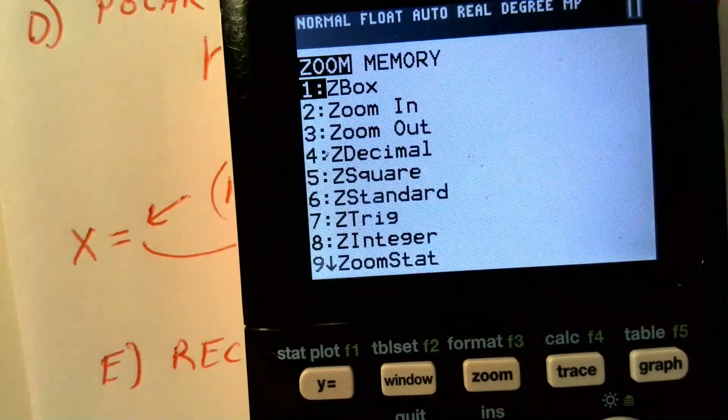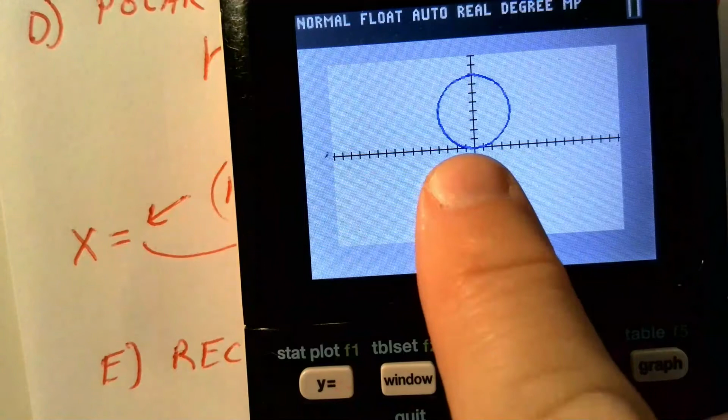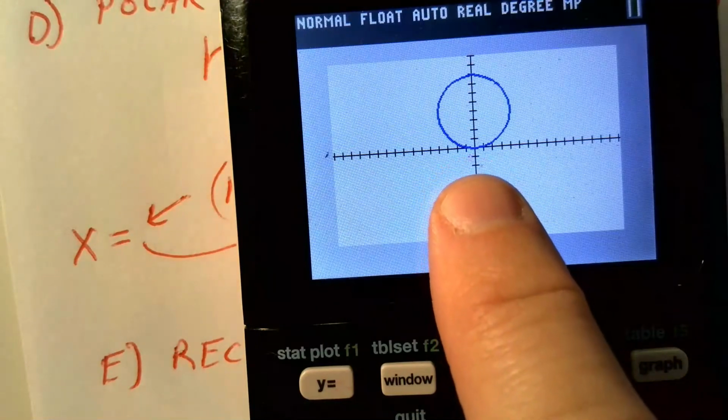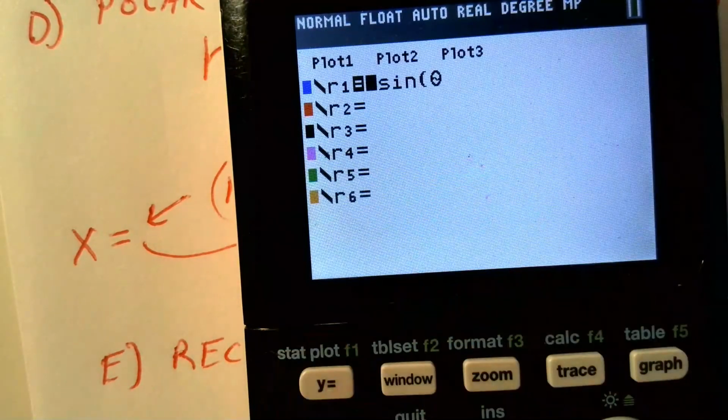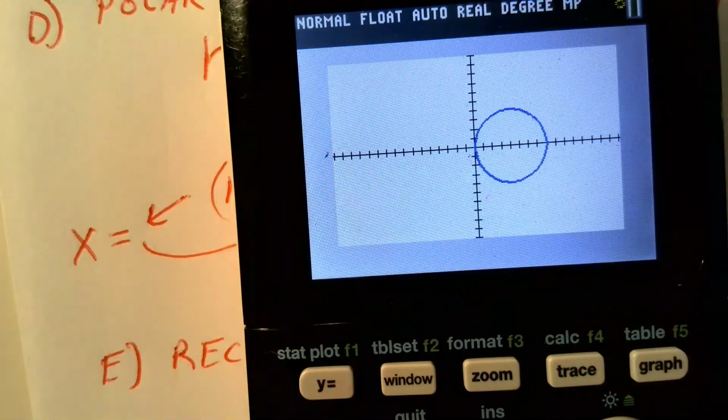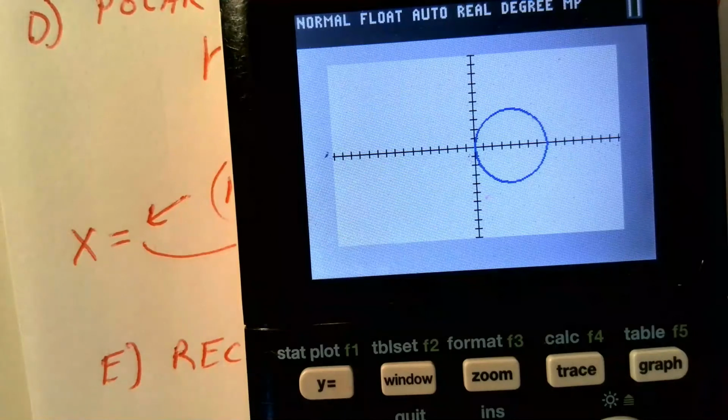Now, if I hit zoom 5 right now, it'll make a little bit more sense, and you can see, hey, that looks like a perfect circle. Just like if I change it to cosine and hit graph, I'm going to get a perfect circle on the x-axis. There's all kinds of crazy stuff, and we're going to play around with those in section 6.5 on polar graphs. Some really, really cool designs that you can do with mathematics.